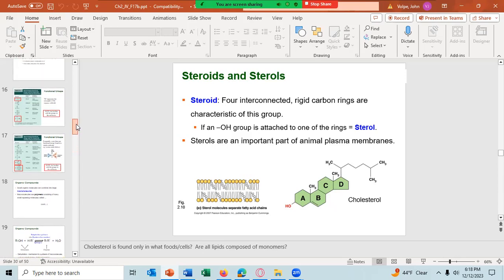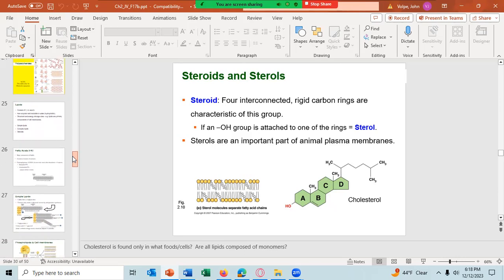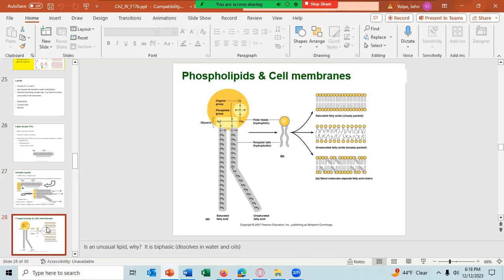But the fats, like triglycerides and the phospholipids, are made up of fatty acids, glycerol, and that's all it is for the fats and the triglycerides. But for the phospholipids, they're made up of fatty acids, glycerol, and then the phosphate group.